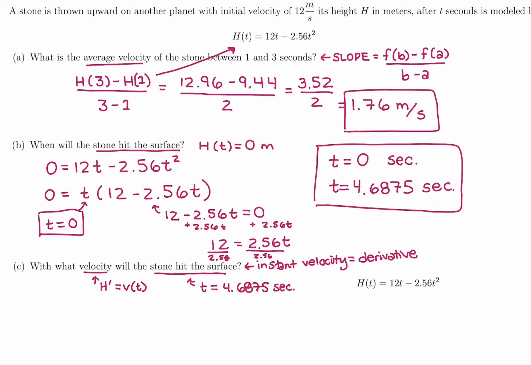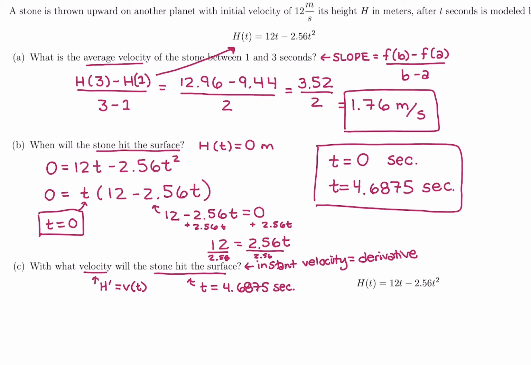In this video, we're doing part 2 of solving this problem where a stone is thrown upward on another planet. We've already calculated the average velocity between 1 and 3 seconds by just plugging into the original function. Average velocity meant slope. Then we figured out when the stone will hit the surface. And lastly, we're going to figure out with what velocity the stone will hit the surface.